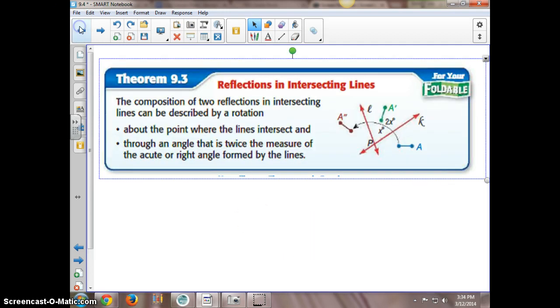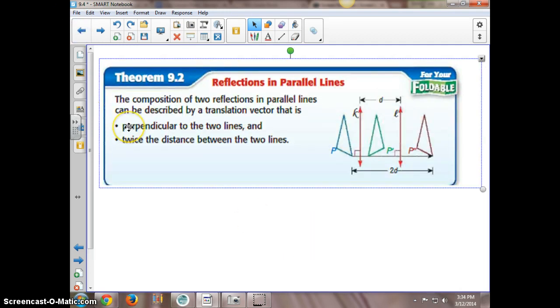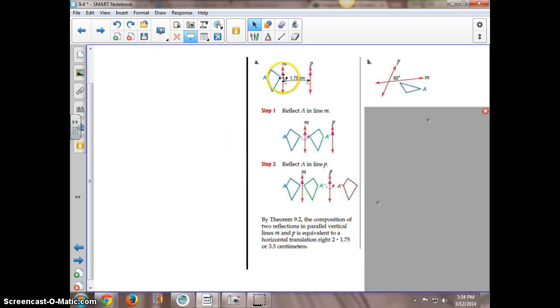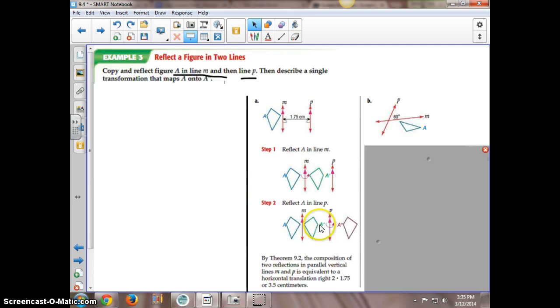So if we think back to 9.2, it says when you have parallel lines, the qualities of your reflection will be perpendicular lines are created and twice the distance between two lines is formed. So the same thing occurs here. If we initially had 1.75 centimeters between line M and line P, now we can multiply that number by 2, and the distance between our image and our pre-image is 3.5 centimeters.